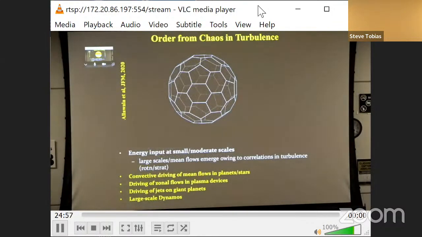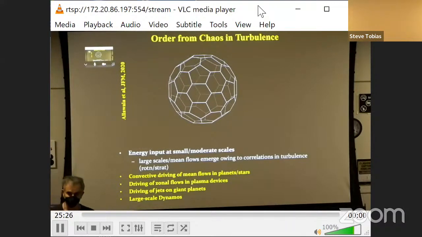Okay. The second thing you could possibly do, I think, is more subtle. You put energy in at moderate scales. Somehow that interacts with a constraint. In most of the cases I look at, that will be rotation, or it could be stratification, or it could be magnetic fields. So you put in energy at certain scales, and then because of correlations that are induced in the turbulence, that drives the mean flow.